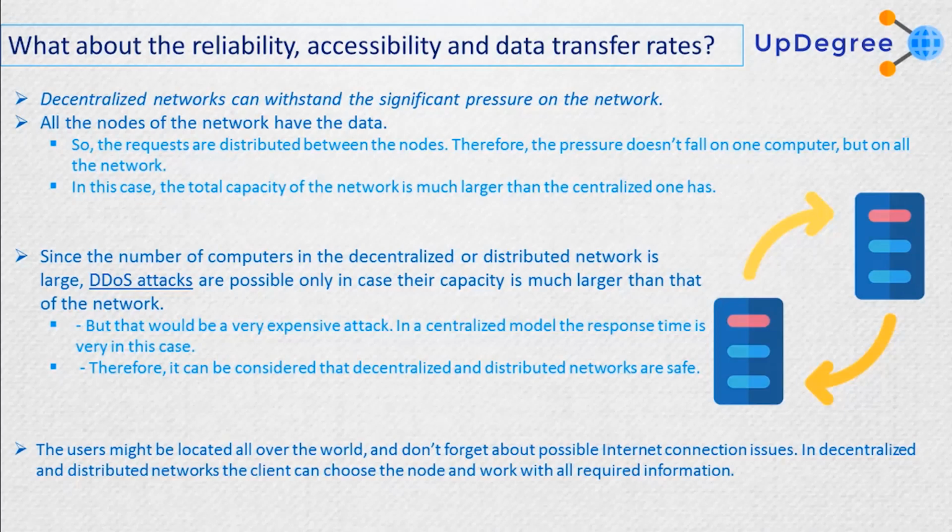In a centralized model, it's very unique. But here, it's decentralized. So distributed networks are safe. The third thing is that users are located all over the world. In a decentralized distributed network, you can choose a node and work with all the required information. So it answers some of the questions. It withstands significant pressure and it has multiple copies, no centralization. So even if somebody wants to attack, you need to build a network which is much larger than this network.